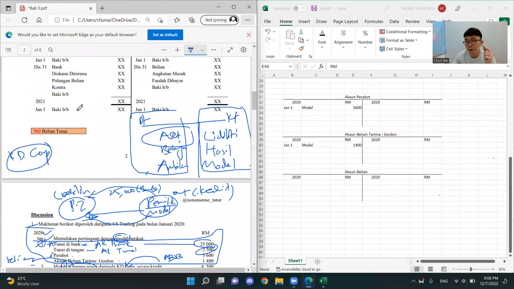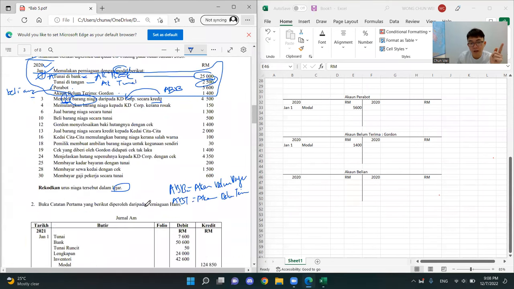So when you beli barang niaga, the barang niaga is actually shipped to your business. So where is it? Here it is in. Can you see the arrow here? In. Out is credit, and in means debit. So therefore I debit the barang niaga. Can you see now? So in account belian here I debit, the date January 3rd, from where? From KD Corp.